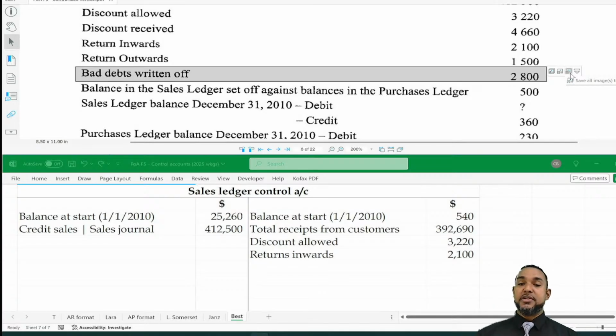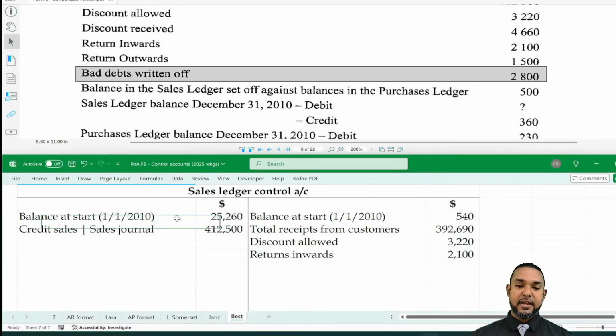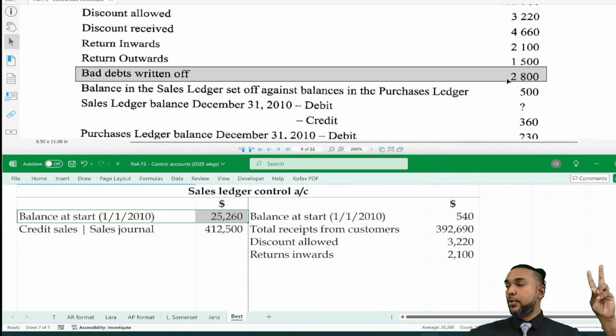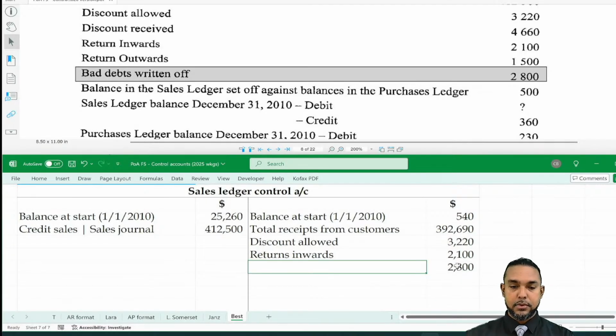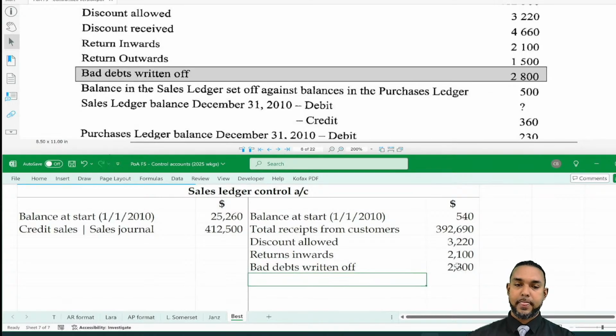What does that mean? It means right now, there's a balance inside of here that's 2,800. But we know we have to write that off, so it can no longer stay on the debit side. You have to remove it. And how do we remove a debit? You go on the credit side, because when you write off the debt, the total amount of money coming your way goes down. So, bad debts written off.